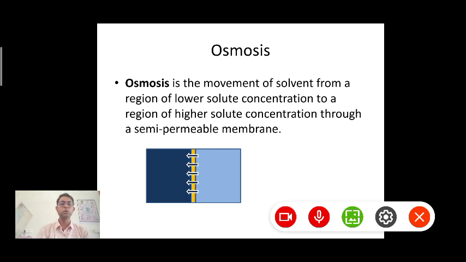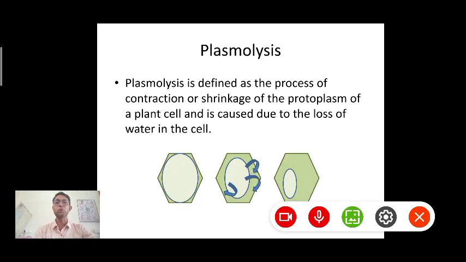So water molecules will move from lower concentration to higher concentration, so that the concentration equilibrium of these different places is maintained. Now in this, what happens, the dark region is the higher concentration and the faint region is the lower concentration. So the solvent will move from the lower concentration to higher concentration, so that the equilibrium of this particular solution is maintained or it is the same in both regions. So this process is known as osmosis.